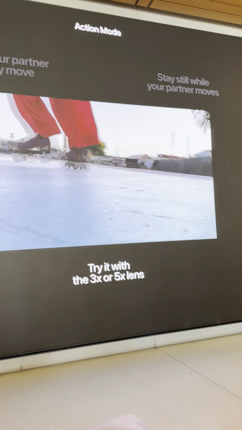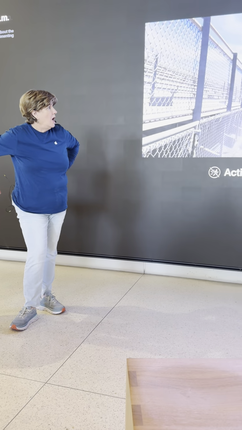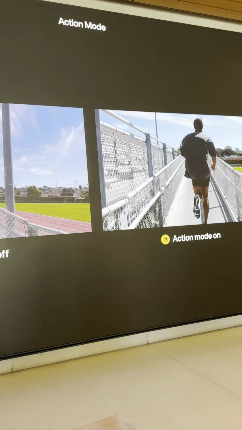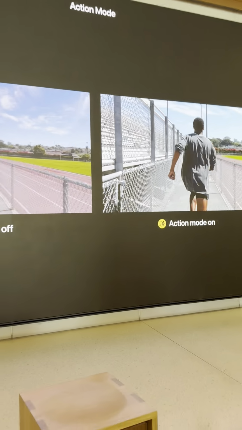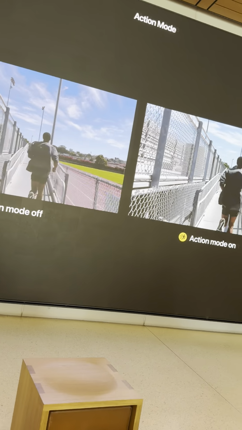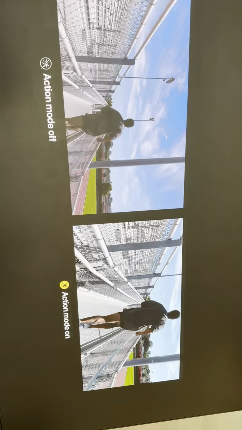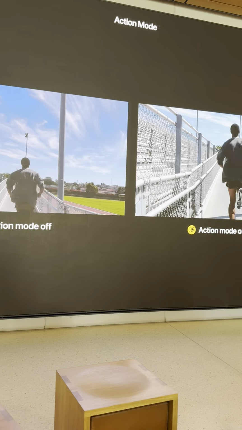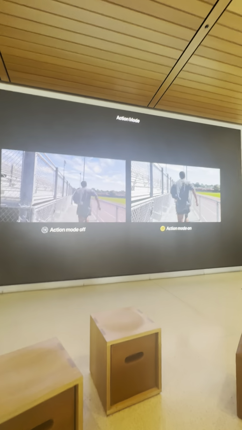Oh, here's an example. Let's see if this shows what I was wanting to see. Oh yeah, here's where action mode is off, and here is where it is on. So we can make a difference. I don't run that smooth, so mine will look worse. But that is much smoother.